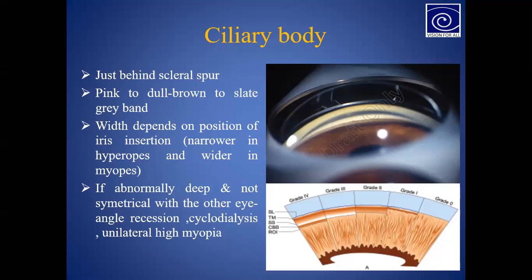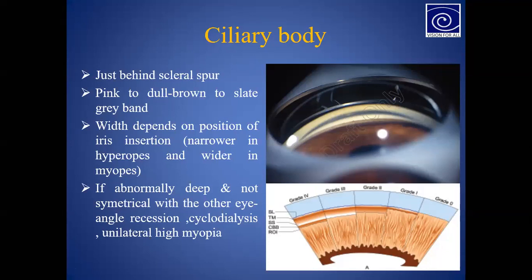So while performing gonioscopy, we will see the angle from posterior to anterior, not anterior to posterior. Okay. So depending on how much of the angle is visible from posterior to anterior, we will diagnose whether the patient has angle closure or an open angle.